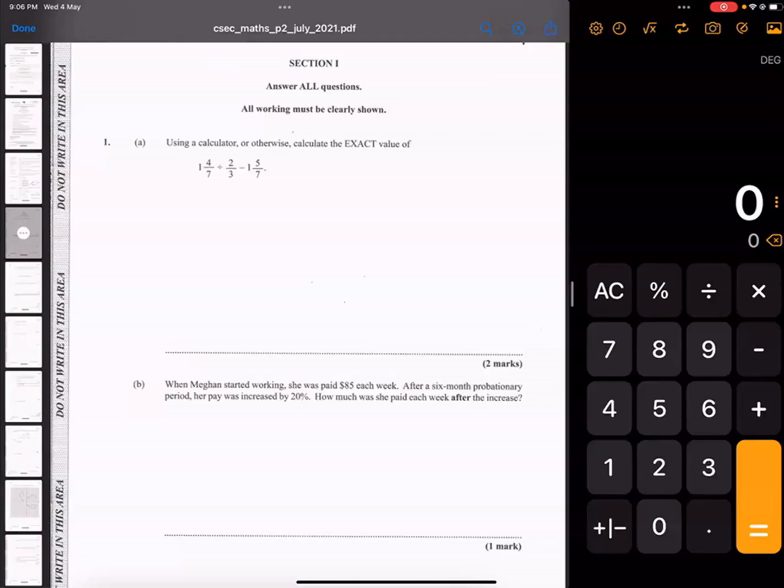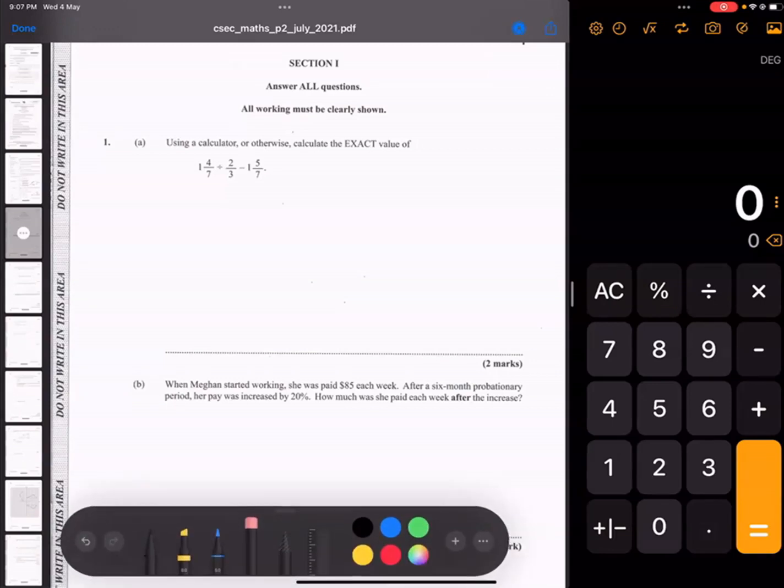Question 1. Using a calculator or otherwise, calculate the exact value of the fractions as you can see them. Here, as we look at these three fractions, we realize that there are two signs that are separating them, which are the division sign and the subtraction sign.